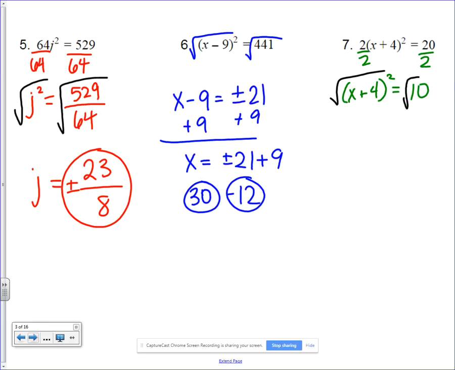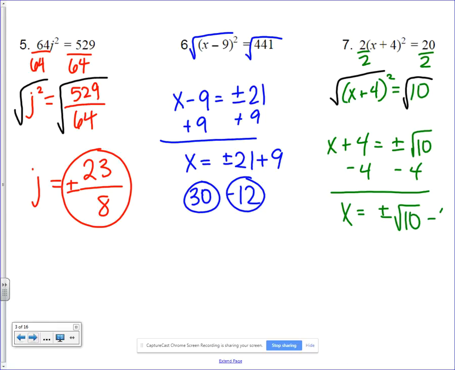Okay. Is 10 a perfect square? It is not. So I'm just going to leave it as plus or minus the square root of 10. Now what do I need to get rid of? Okay. So I have x equals plus or minus the square root of 10 minus 4. Can I do that on my calculator? What do you think? It's a big, long, irrational decimal, right? So we're going to leave it just like that.